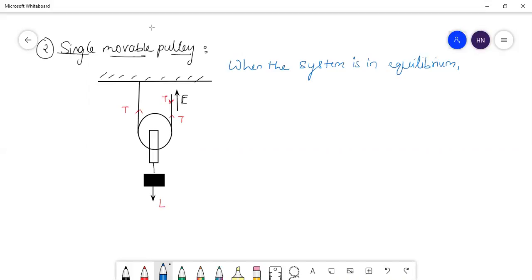So when the system is in equilibrium, I can consider your effort will be equal to simply tension T applied. But when I talk about the load in the balancing condition, it is being pulled by the two strings. So it is your 2T. If I define your mechanical advantage, that will be load by effort, which will be 2T by T. You will get the value of 2. So we get for the movable pulley, the mechanical advantage value is 2.